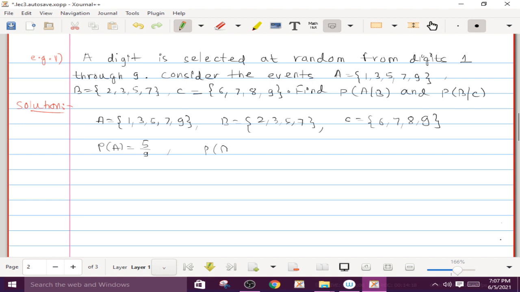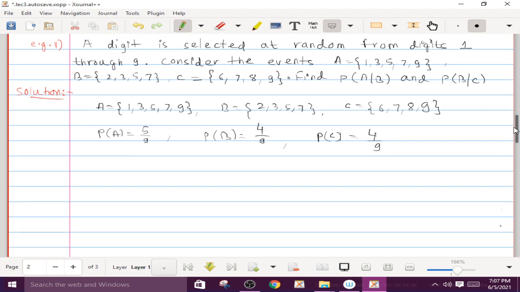So the probability of B is equals to 4 by 9, this is 4, total elements are 9. So the probability of C is equals to 4 by 9. Okay. Now we have to find the probability of A given B.